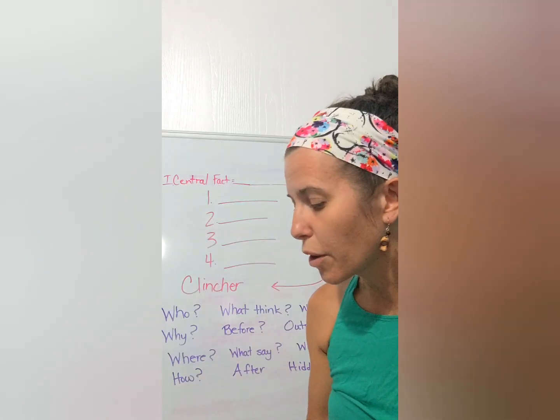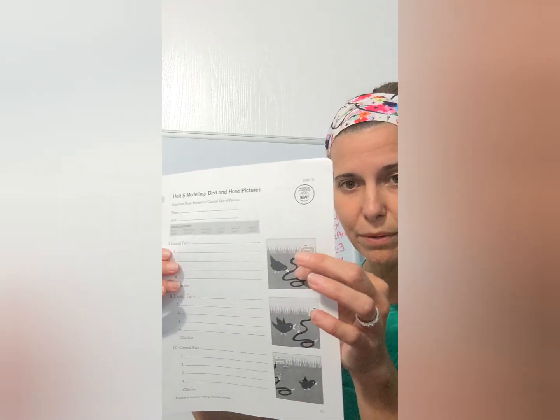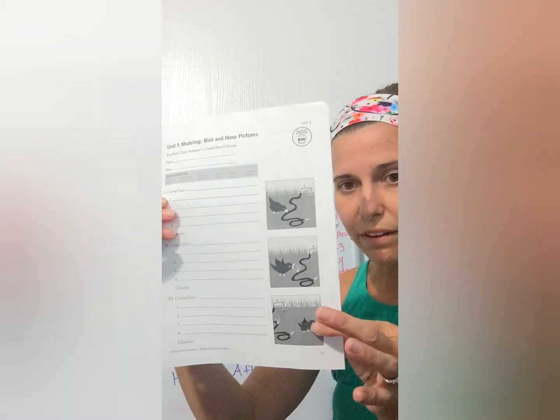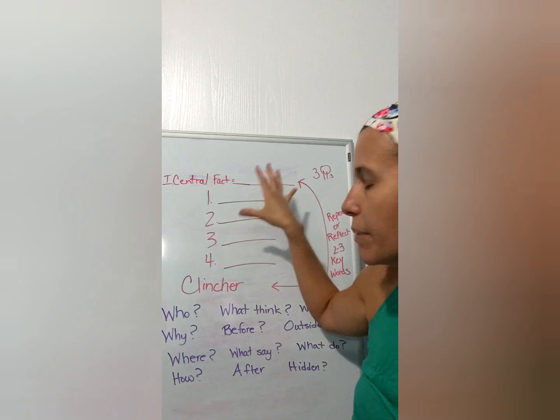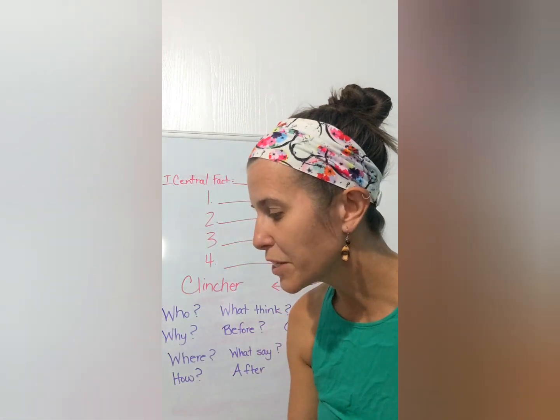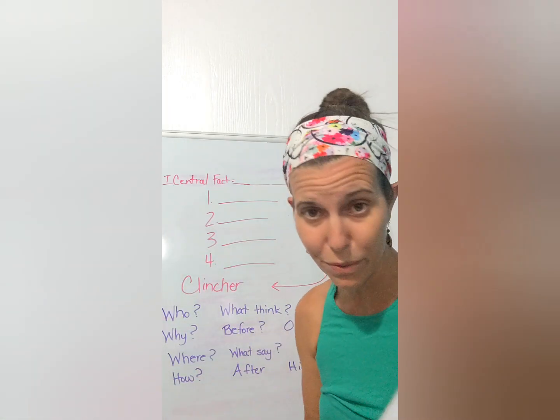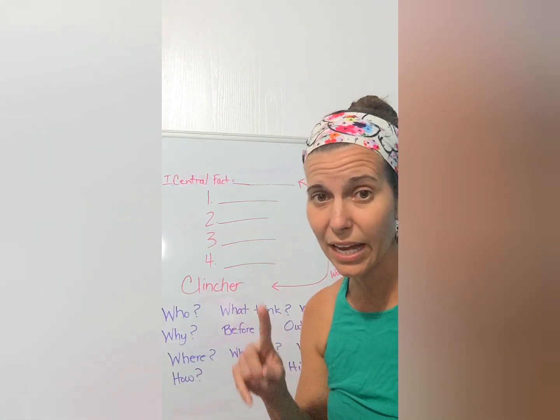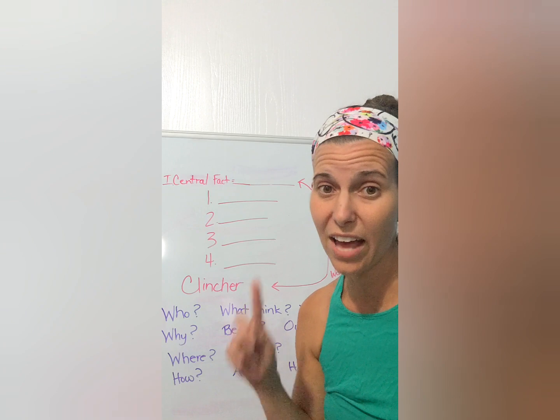So once again, they'll have a keyword outline for each of these pictures. I just have one, but they're going to do the exact same thing 3 times. So then they're going to go through and they'll do the same thing: keyword outline, rough draft, final draft.